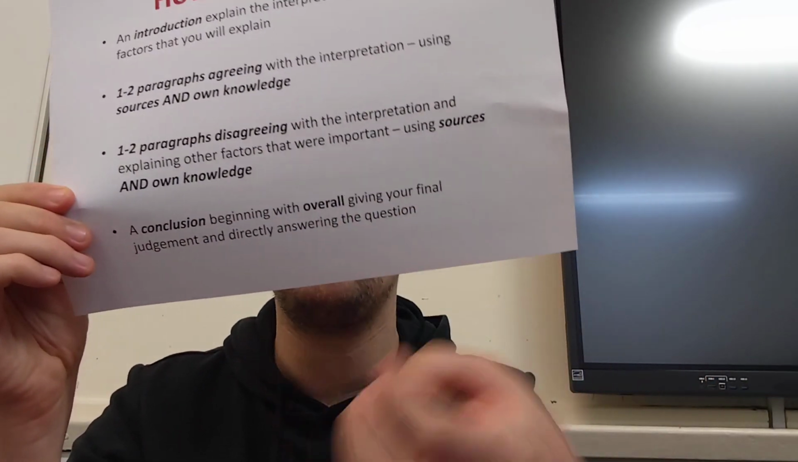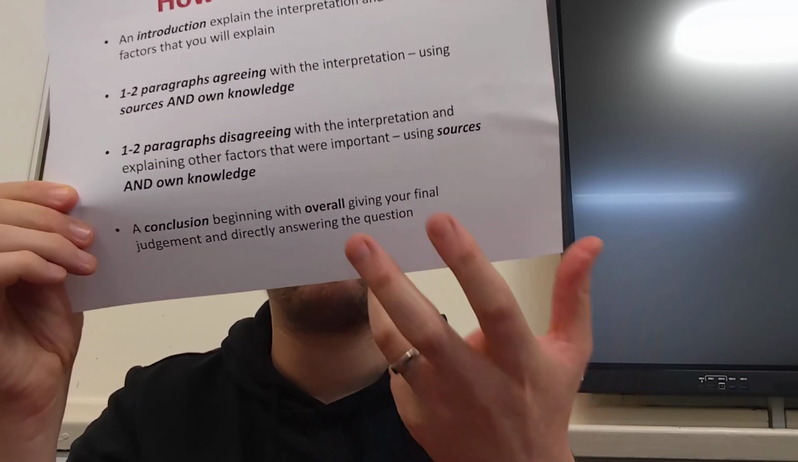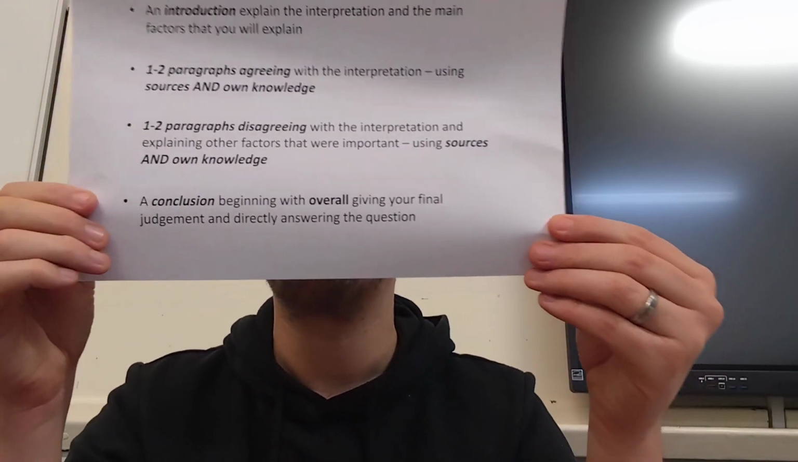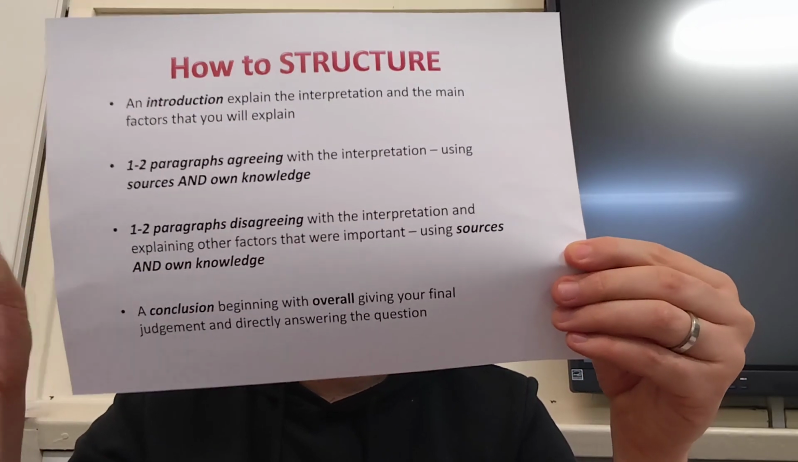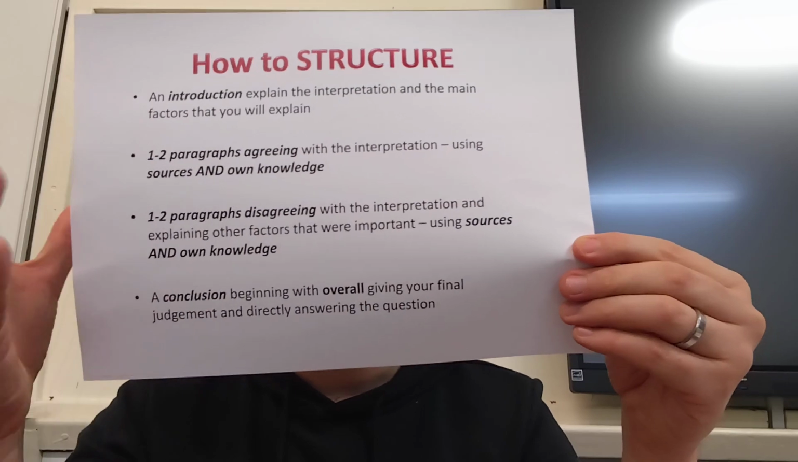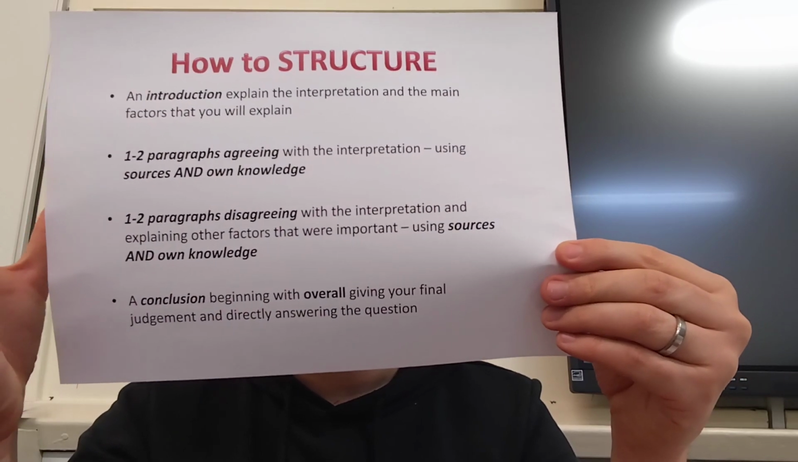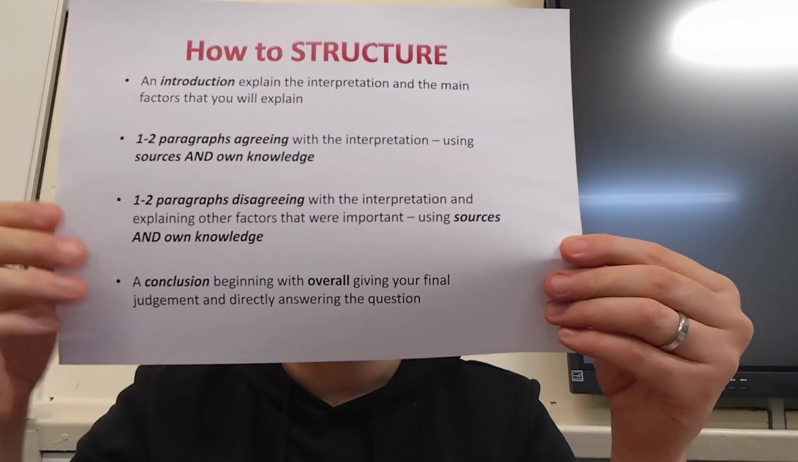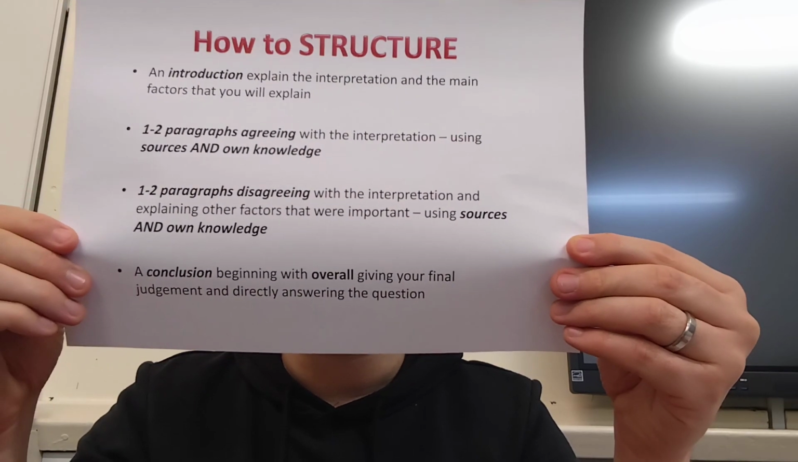And then a conclusion, just rounding up your overall argument. You all know how to do a conclusion. You're all pretty good at doing conclusions as well. So that's how to structure it. Introduction, and then, as I say, 1 to 2 paragraphs, doesn't matter, on the thing from the question, the interpretation from the question. And then 1 to 2 paragraphs on alternative factors, whatever they may be, and then a conclusion.